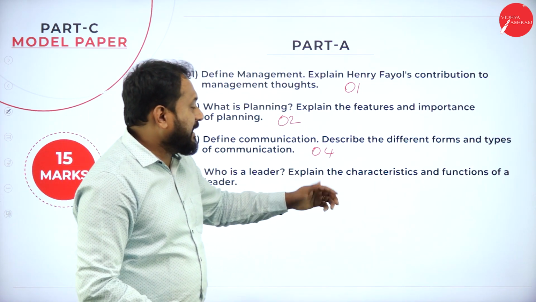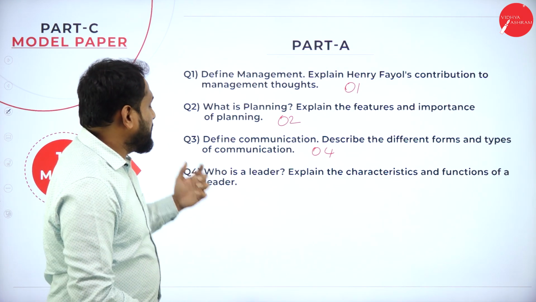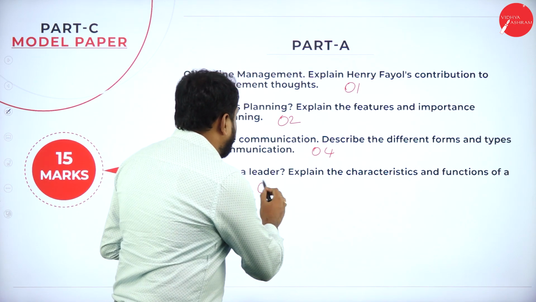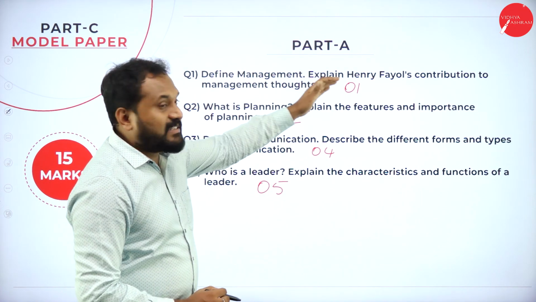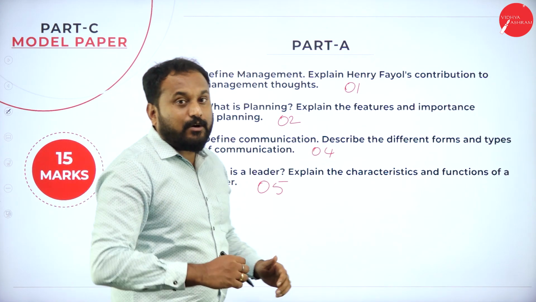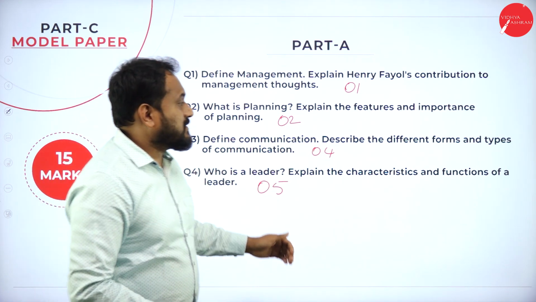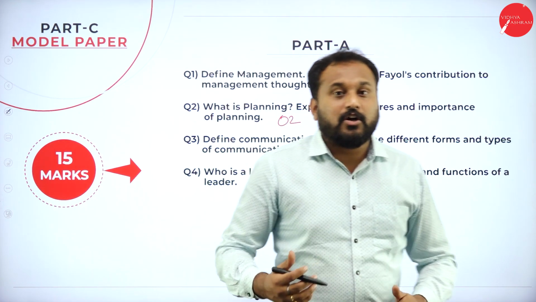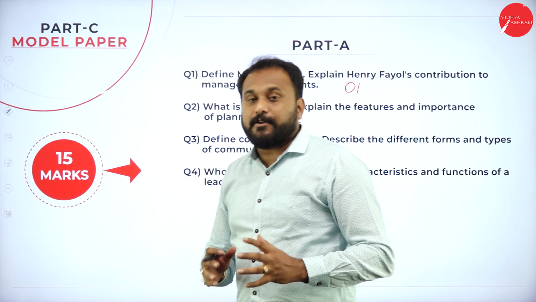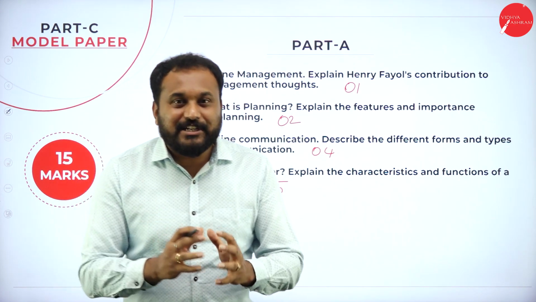Next, who is a leader? Explain the characteristics and functions of a leader. This comes from the motivation and leadership chapter, that is chapter number 5. Now understand, you got first chapter, second chapter, fourth chapter, fifth chapter. Now where are the third chapter and the sixth chapter? Will you get questions from them or not? You may get the question, you may not get the question, but understand what exactly examination is all about.